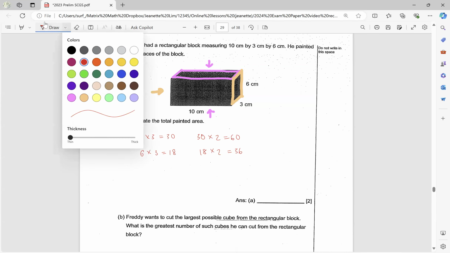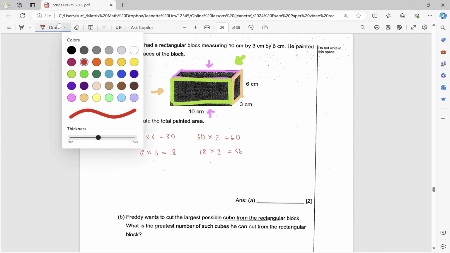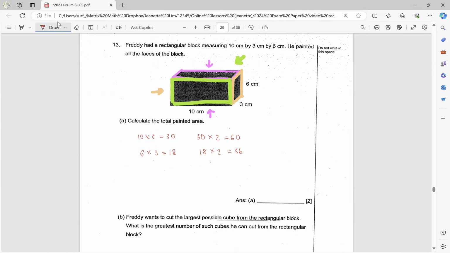Then lastly, we have this here, then at the back as well. Okay, so front and back, which is 10 times 6. So that times 2 is 120. Now we add everything up. So 60, 36, and 120. 216. Total area painted 216 square cm.